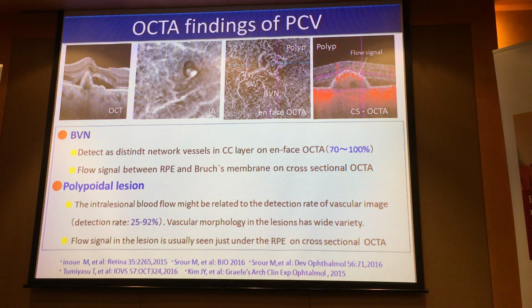And in the polypoidal region, the intraregional blood flow might be related to the detection rate of the vascular channel image. The detection rate of the polypoidal region is 25 to 92% in past reports. And the vascular morphology in the region has wide variety. The flow signal in the region is usually seen just under the RPE. This corresponds very well to the histopathological finding I stated before.